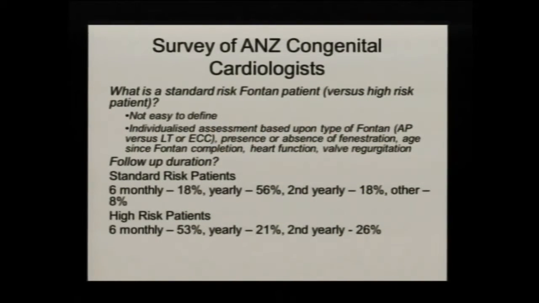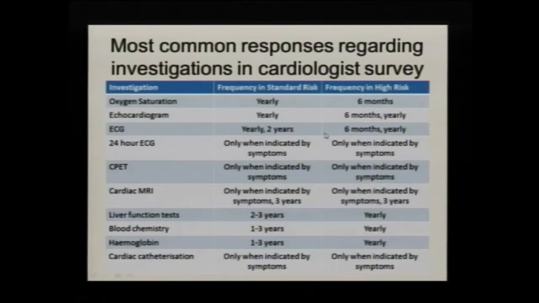So we asked how often should patients be followed up, and the recommendation was yearly to 2 yearly, high-risk patients more often. We also asked cardiologists what investigations they do and how often, and obviously higher risk patients tended to get investigations more frequently, but a typical pathway would be a yearly measure of your oxygen saturation, a yearly echocardiogram, an ECG every 1 to 2 years, a Holter monitor, which is a 24-hour ECG, only when symptoms dictate.